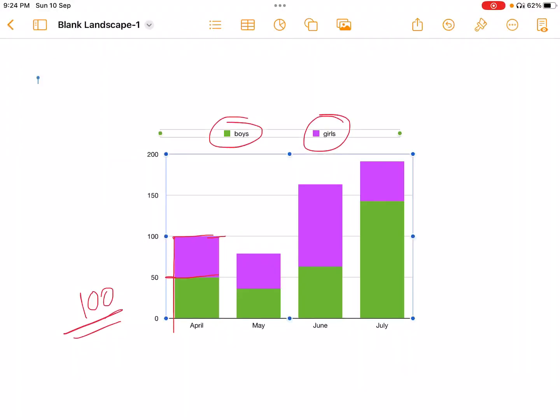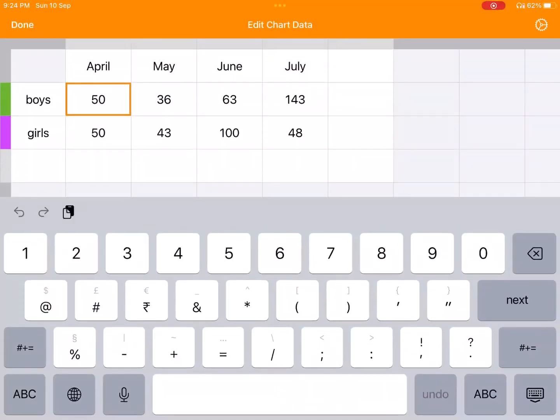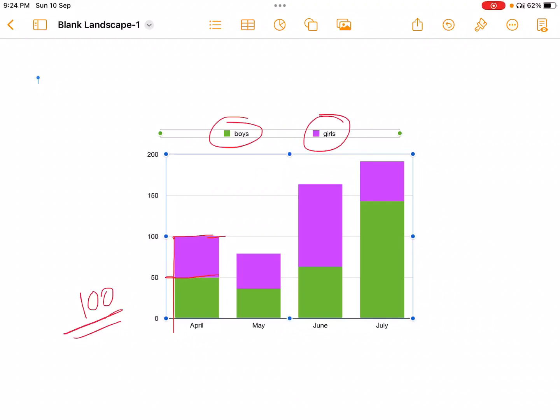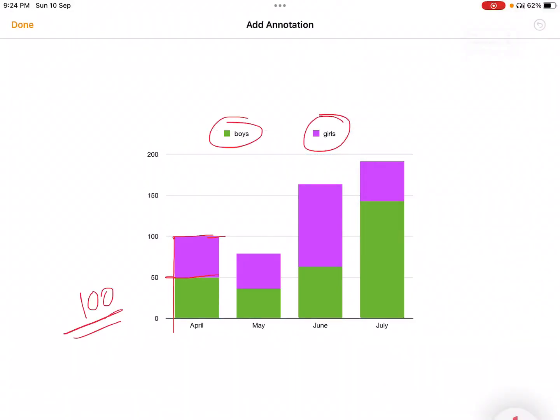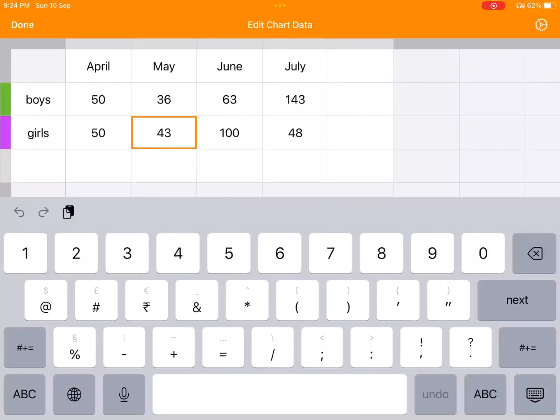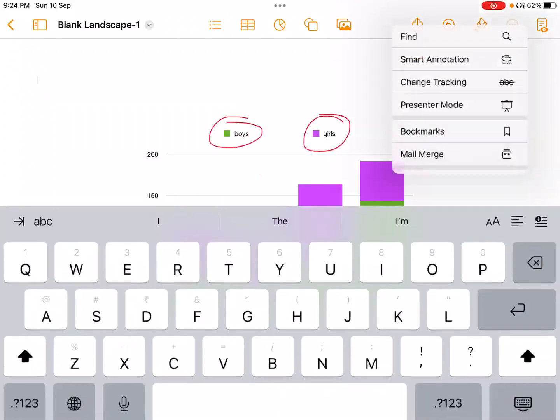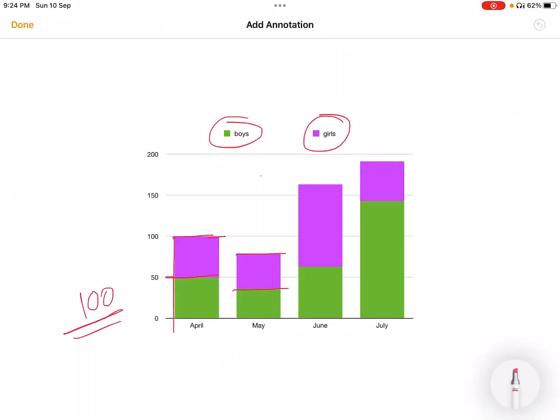Now what is the second data? For the second, in the May month event that we conducted, how many boys are there? 36 boys, 43 girls. So let's see here, 43 boys, and the remaining girls are there. So similarly for the next event, what is the data? 63 and the total is 100. Number of boys 63 and 100, so totally 163.